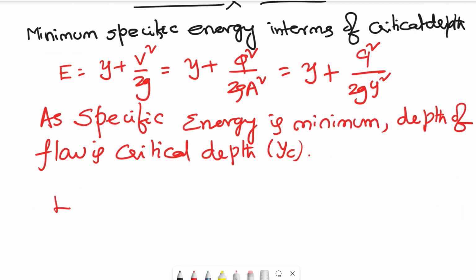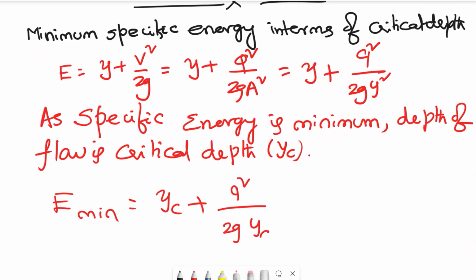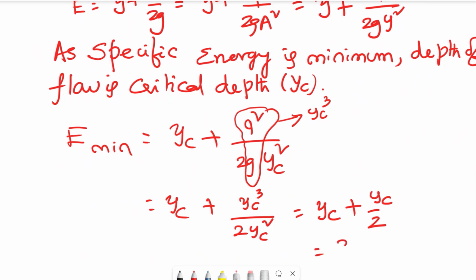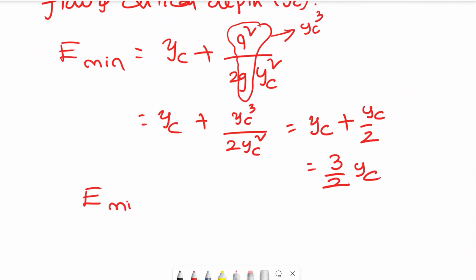So therefore, E minimum is equal to YC plus Q square by 2G into YC square. Now I can write this Q square by G is equal to YC cube. So if I make it YC plus YC cubed by 2YC square, it is YC plus YC by 2, which is equal to 3 by 2 YC. So therefore, E minimum is equal to 3 by 2 YC.